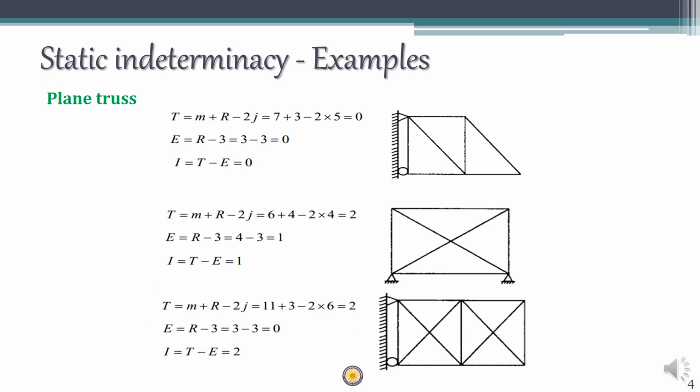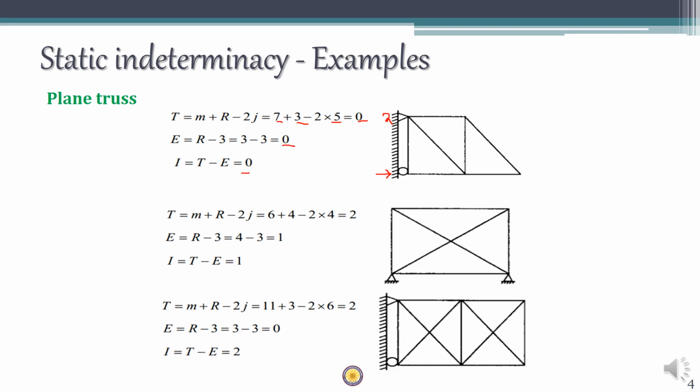This is a side mounted truss. Here you have a hinge, which means there are 2 reactions here, and there is a roller support here, which means there is only one reaction here, a horizontal reaction, perpendicular to the surface. The number of members is 1, 2, 3, 4, 5, 6, 7. M is 7. 3 reactions are there, and joints are 5, which means total static indeterminacy is 0. External indeterminacy is 3 minus 3 is 0. Internal indeterminacy is also 0.